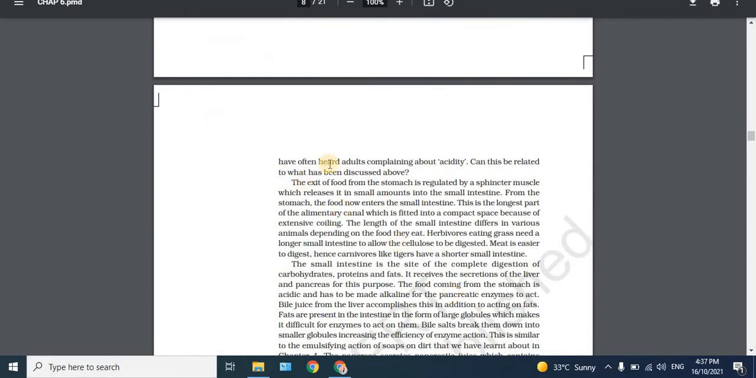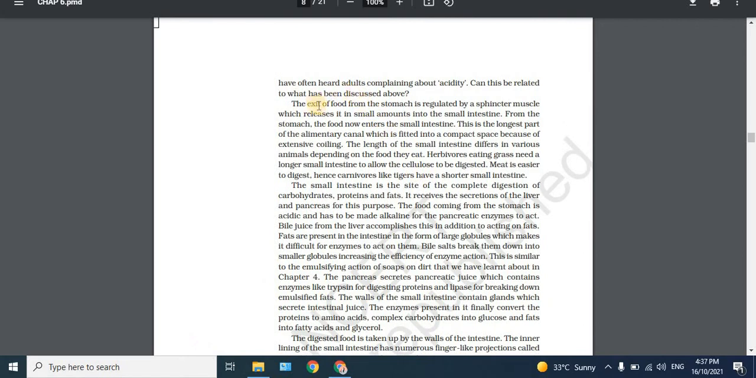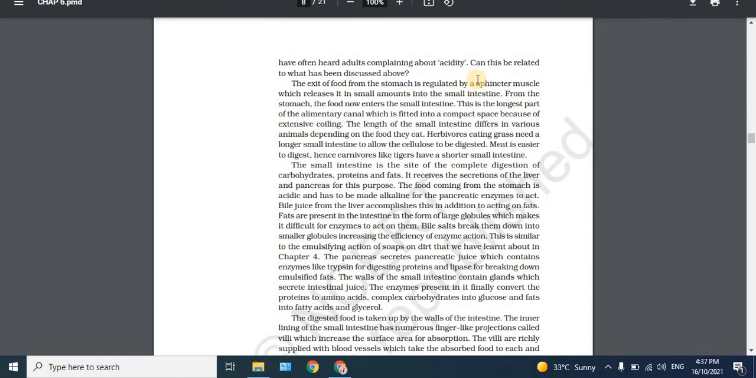We have often heard adults complaining about acidity. Can this be related to what has been discussed above? The exit of food from the stomach is regulated by the sphincter muscles, which release it in small amounts into the small intestine. From the stomach, the food now enters the small intestine.